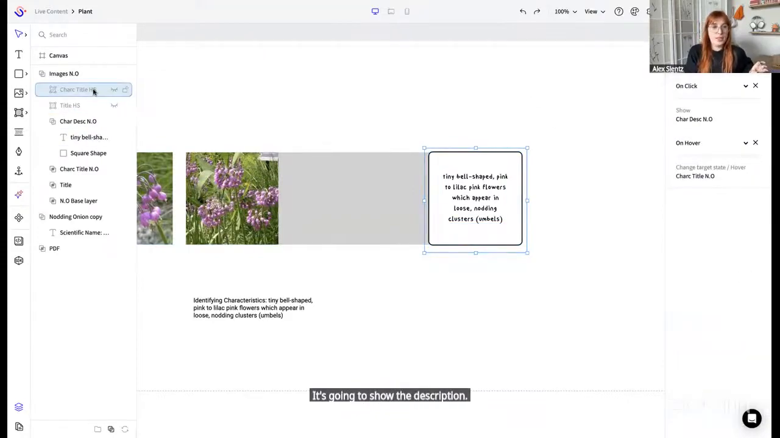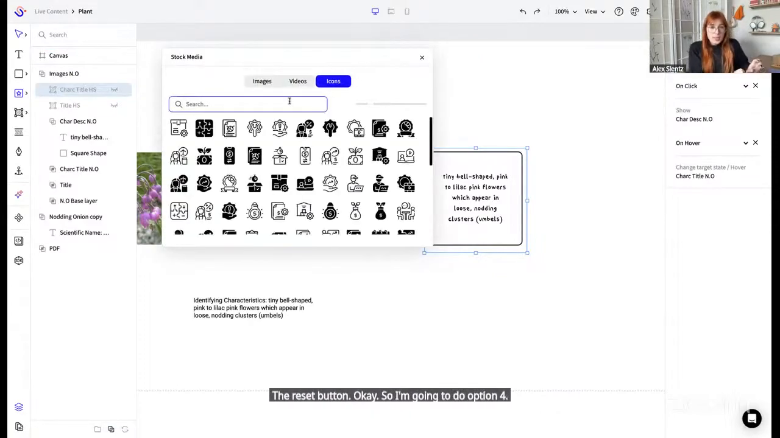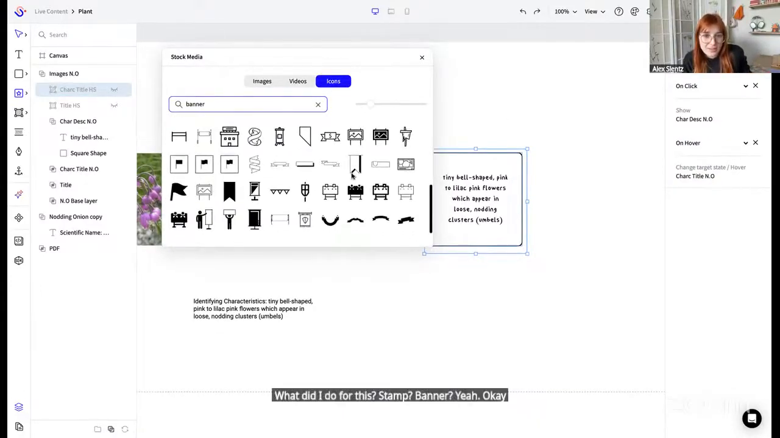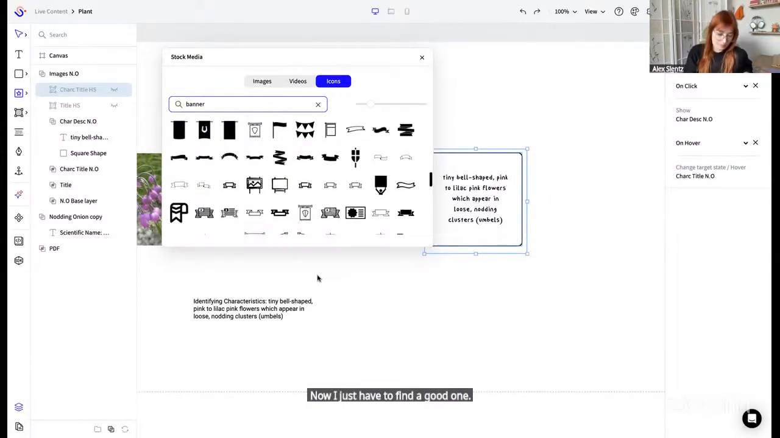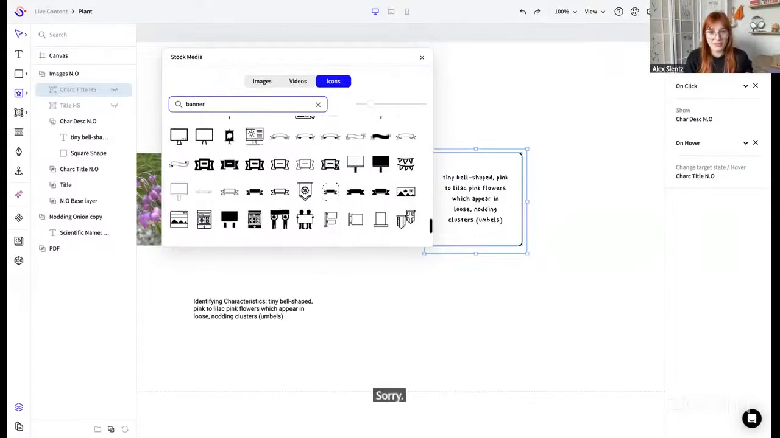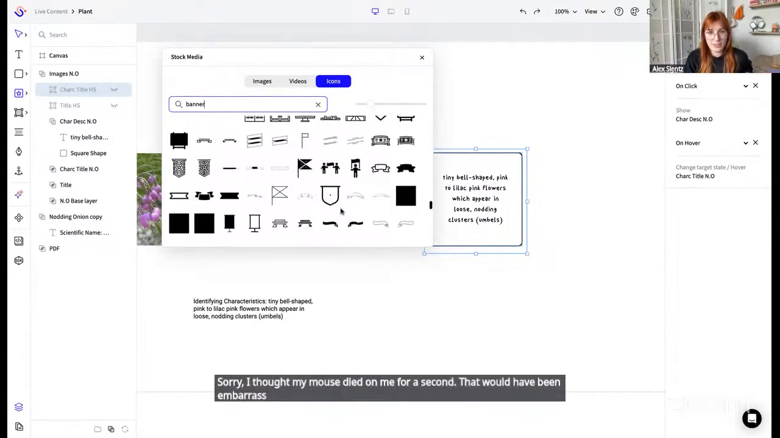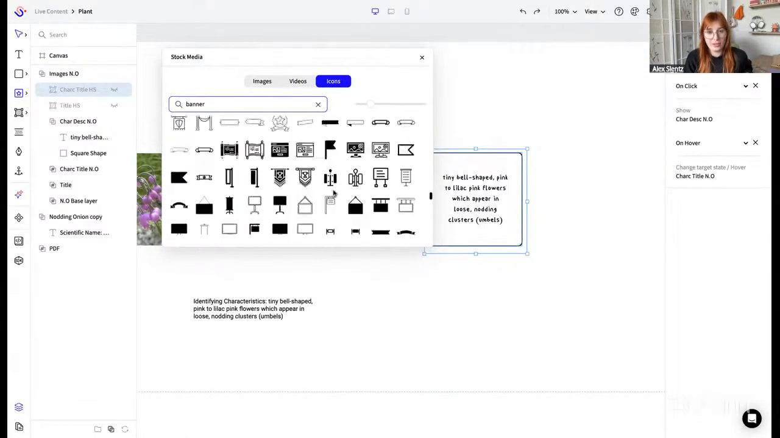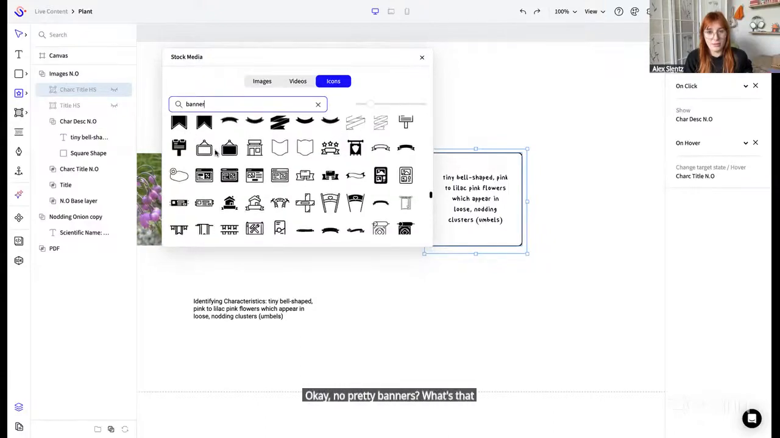Cool. And then what do I need to do next? The reset button. Okay. So I'm going to do option 4. What did I do for this? Stamp? Banner? Yeah. Okay. Now I just have to find a good one. Sorry, I thought my mouse died on me for a second. That would have been embarrassing. Okay, no pretty banners? What's that about? Sure, I'll do this one.